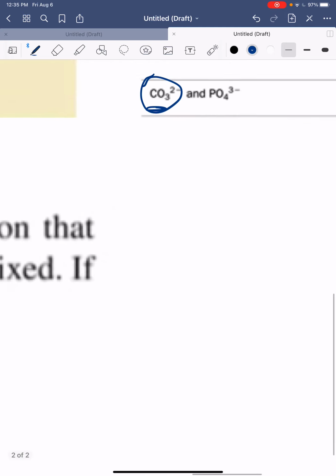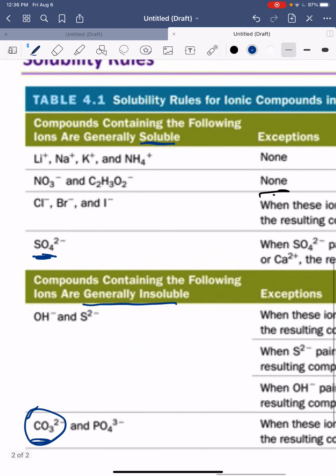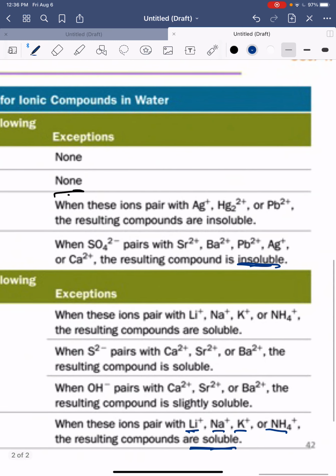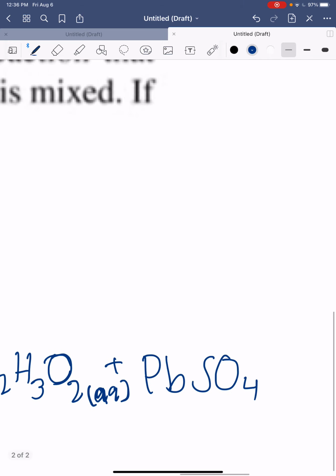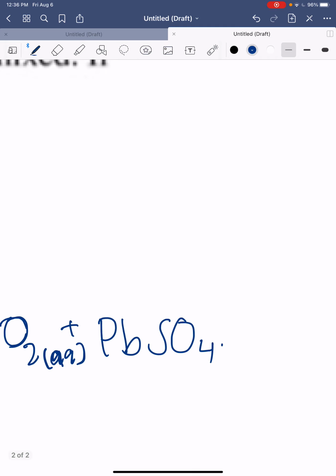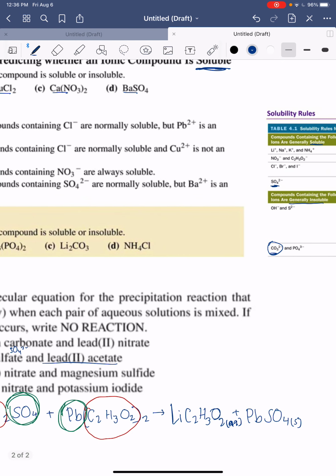Let's look at lead sulfate. Sulfate, again, is pretty much always soluble except for some exceptions. The exceptions are strontium 2+, barium 2+, lead 2+, silver, and calcium. So we know that when paired with sulfate, lead makes a precipitate, it makes a solid, it's insoluble. Does a reaction occur? Yes, it does, because we have at least one product that is insoluble.